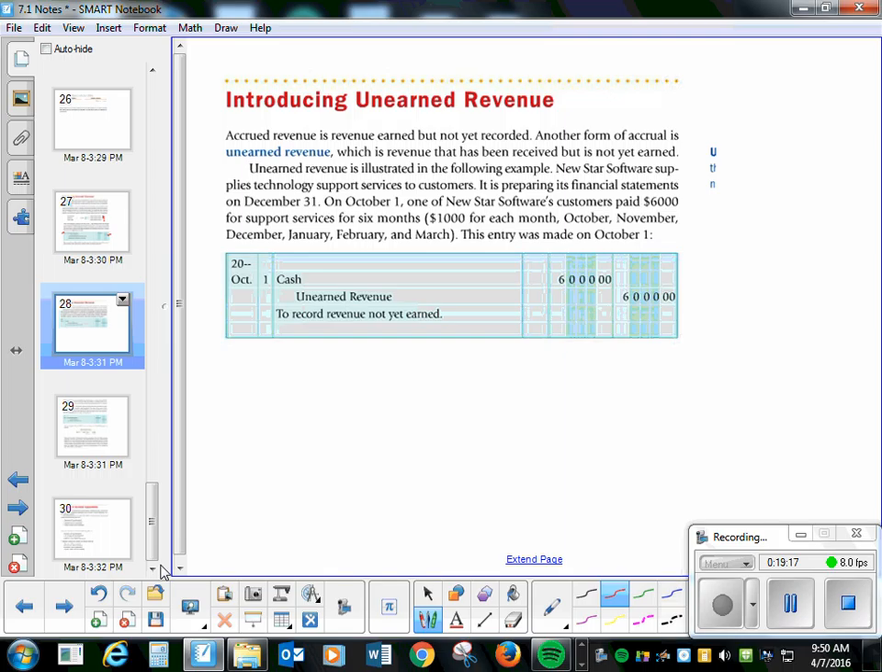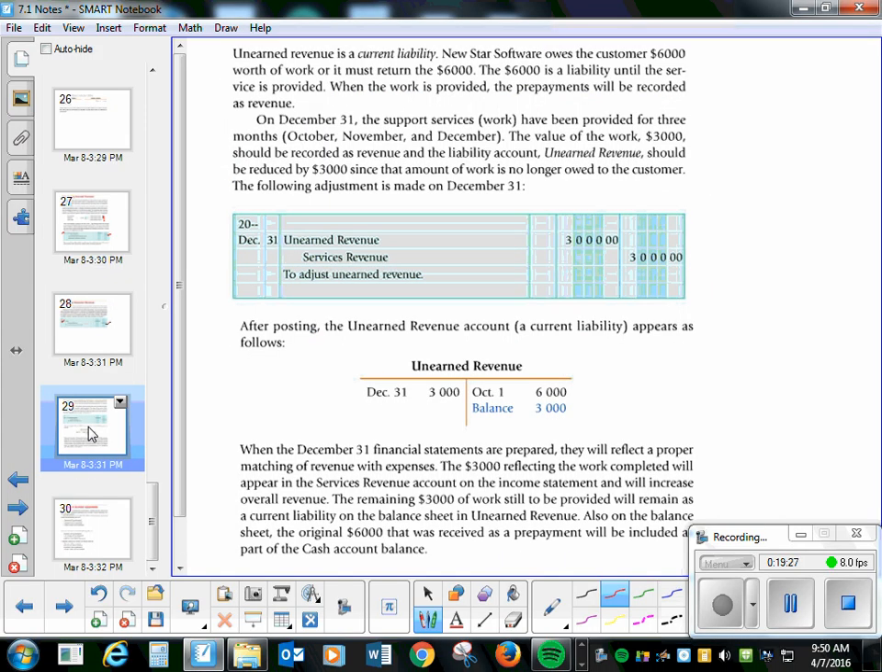This entry was made in October. So we have our cash going up and we have to put it into unearned revenue because it's revenue in the future. Unearned revenue is a current liability. New Star Software owes the customer $6,000 worth of work, or it must return the $6,000. The $6,000 is a liability until the service is provided. When the work is provided, the prepayments will be recorded as revenue.